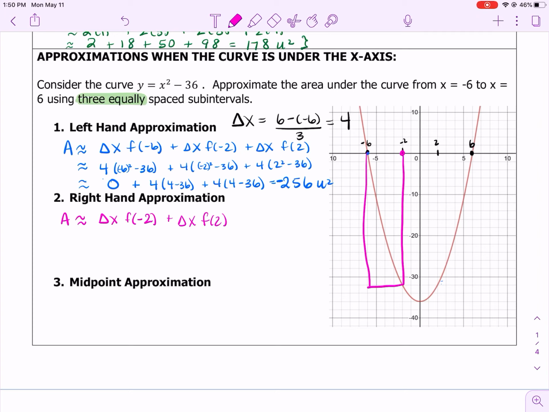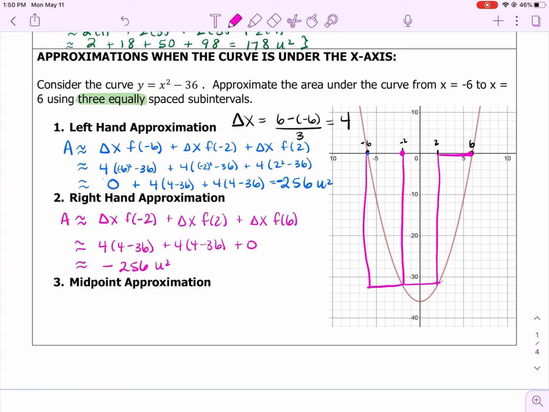This is going to be f of 2 for our next rectangle, okay, and then plus delta x, and now this one's going to be f of 6. Notice that that is going to be 0. Okay, continuing through, notice that we're getting very similar results from before. We have 4 times negative 2 squared minus 36, plus 4 times, again, 4 minus 36, and plus 0. So again, negative 256 square units.